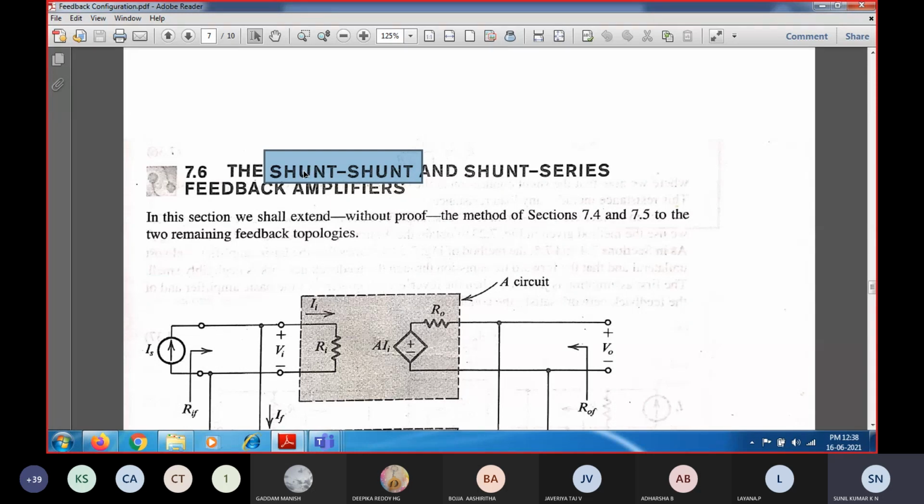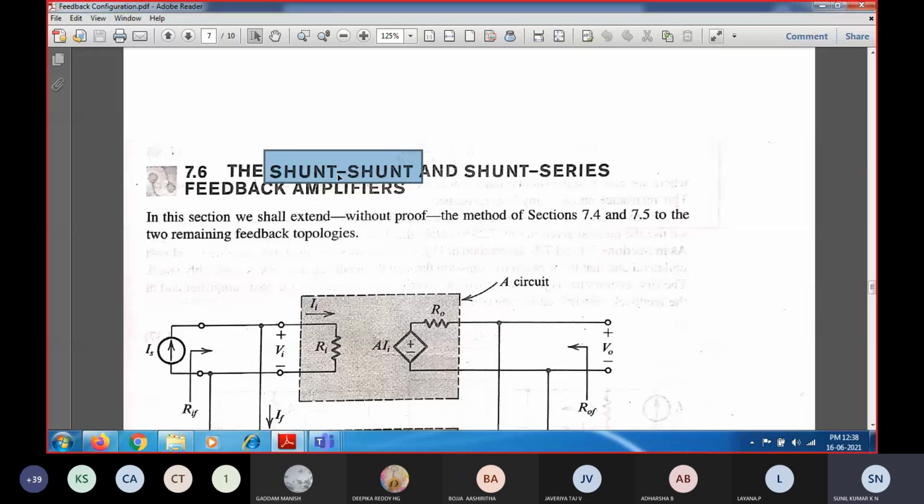At the same time, at the output side, R naught of F will be equal to R naught divided by 1 plus A beta. So that means it is going to reduce the input impedance at the input side, and across the output side it is also going to reduce the output impedance. So in this shunt configuration, input and output both are going to reduce, whereas in series configuration, input and output both are going to increase the input impedance as well as the output impedance.